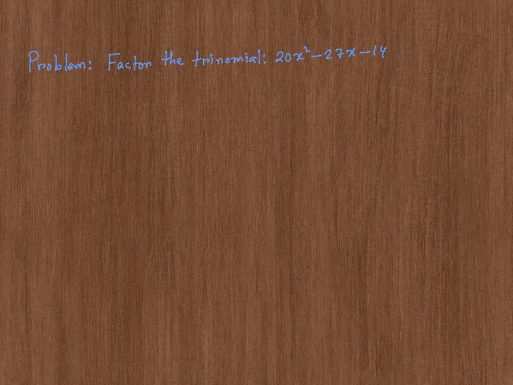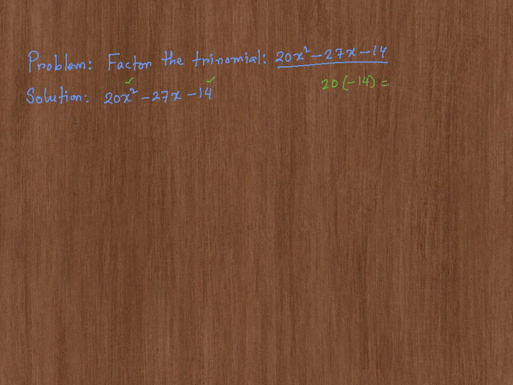In this video, I am going to factor this trinomial: 20x squared minus 27x minus 14. Here we follow the usual process. We look at the square term and its coefficient, which is 20. Then we look at the constant term, which is negative 14. So negative 14 times 20 is negative 280.